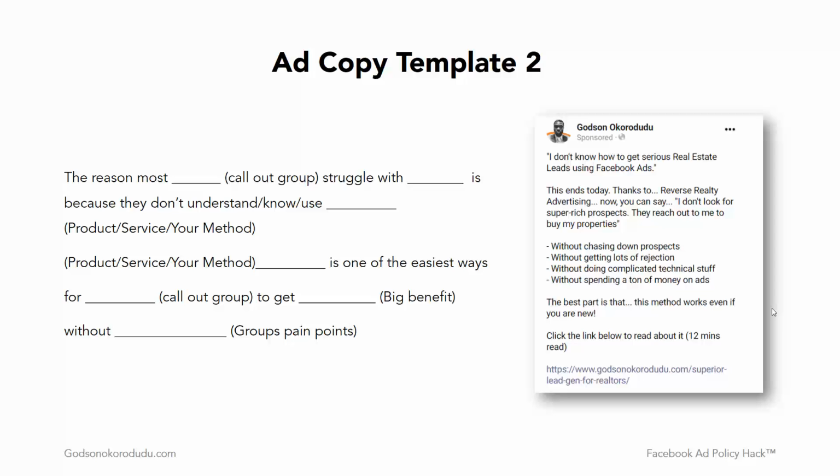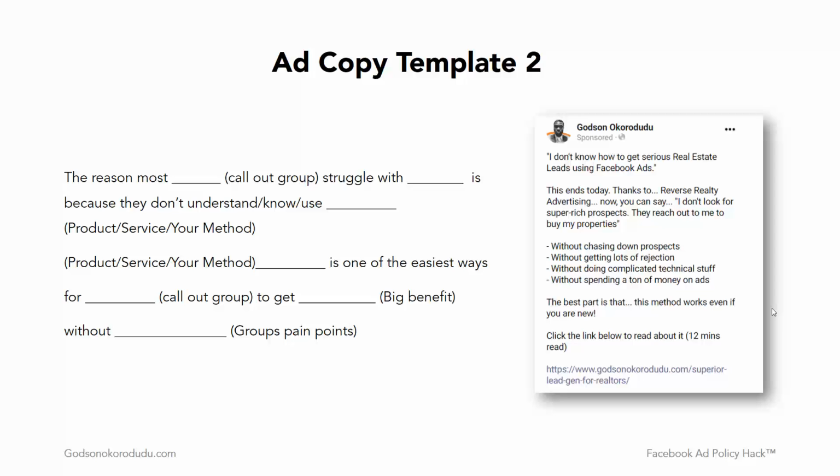This one says, the reason most blank, you call out a group, struggle with blank, you call out their problem, is because they don't understand blank, which is your product, your service, or your method. Then you say your product, your service, or your method is one of the easiest ways for the same group of people to get big benefit without the group's pain points.